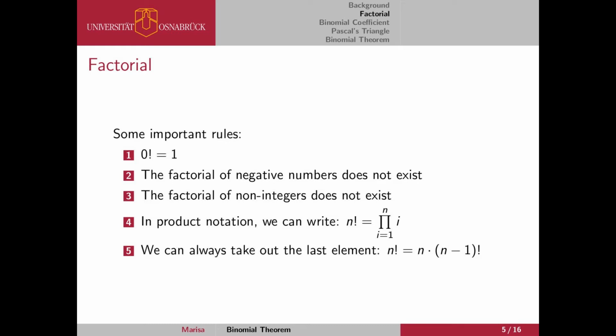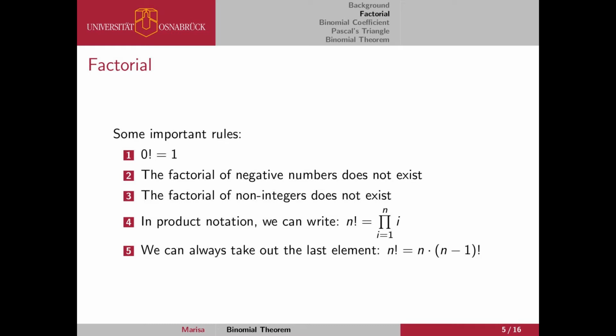Finally, there's also the 5th rule on this slide. This rule explains how we can take an element, the last element, outside of the factorial. It states that n factorial is equal to n times n minus 1 factorial. When you think about this, it is pretty straightforward because n factorial is the same as n times n minus 1 times n minus 2 and so on. So now, if you have n minus 1 factorial, this is actually almost the same, just that you start at n minus 1 and not at n. The rest is the same. The only number that you do not include here is the n, and therefore n times n minus 1 factorial is the same as n factorial.